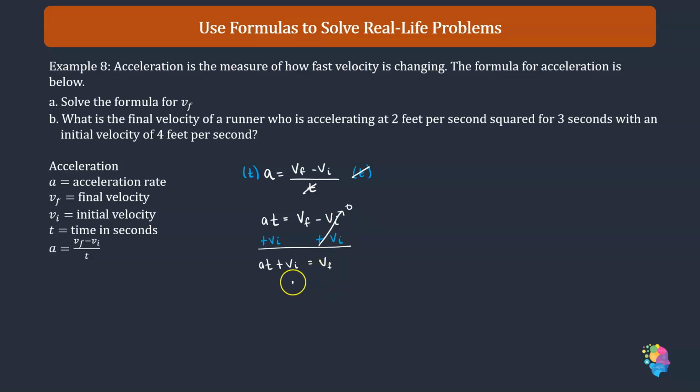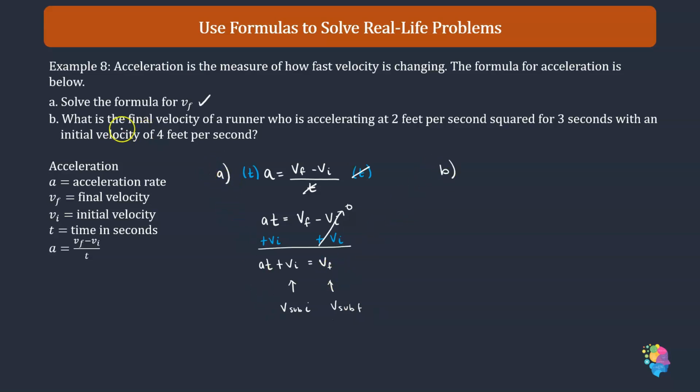These right here are read as V sub i, and this one is read as V sub f. This sub represents subscript. So this is V with a subscript of i, we just read it V sub i. V with a subscript of f, we just read it V sub f. Okay, we are done with part A.